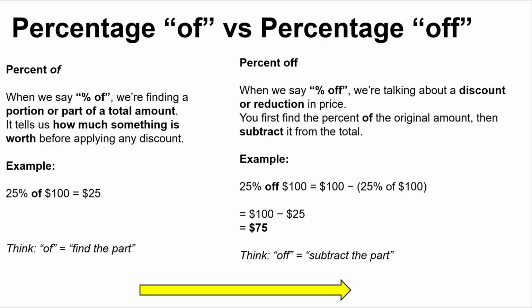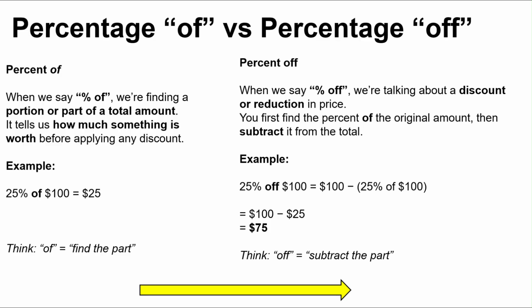All right, now we're going to move on to percentage of versus percentage off. Percentage of, when we say percentage of, we're finding a portion or part of a total amount. It tells us how much something is worth before applying any discount. So for example, 25% of $100 is $25. When we think of of, we're trying to find a part of a total.